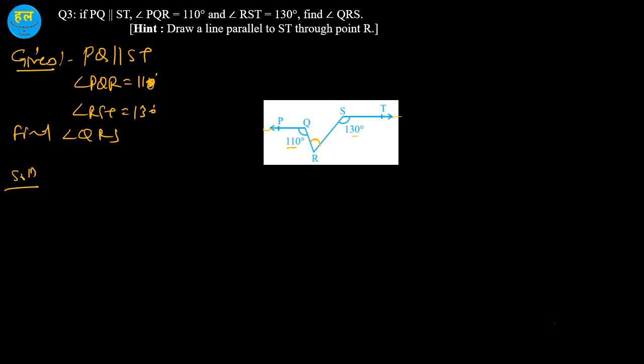Solution. There is one more thing given in the question, that is a hint: draw a line parallel to ST through point R. It is given in the question as a hint. We have to draw a line parallel to ST and passing through R. So let us draw this line. This is a line which is parallel to ST. Let us say this is A and this is B. Therefore, AB is parallel to ST.